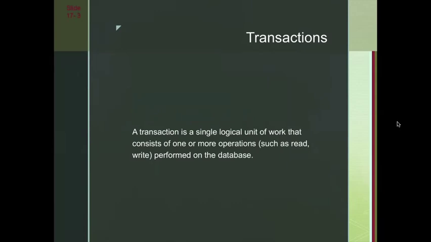A transaction in a DBMS is a single logical unit of work that consists of one or more operations performed on the database. So this is the definition. A single logical unit of work means that a transaction will either execute completely or will not execute at all. And it consists of multiple operations. Now, what are these operations?